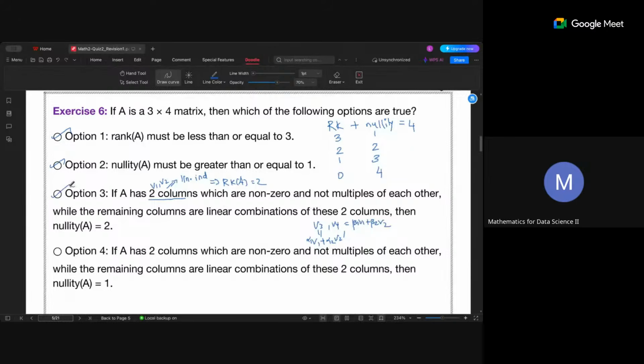Okay, fine. So here they are giving the same scenario, nullity is 1. So obviously this is incorrect. Okay. So this problem is fine, right?